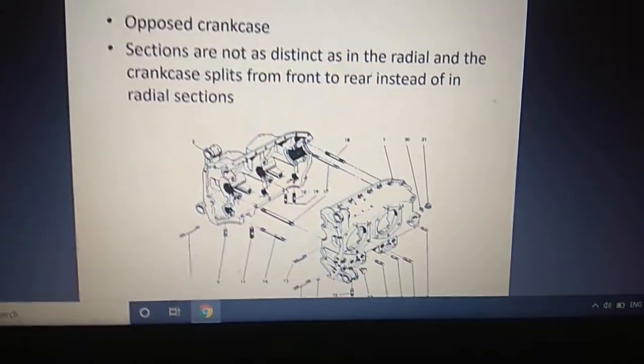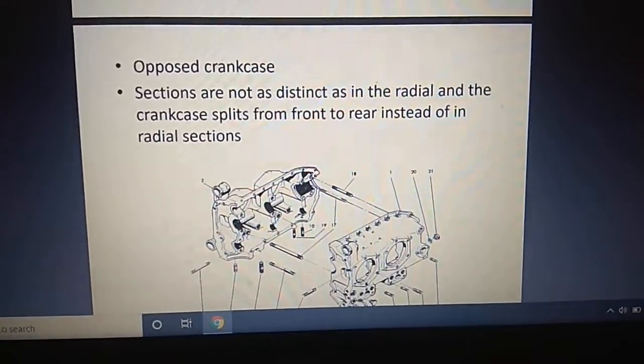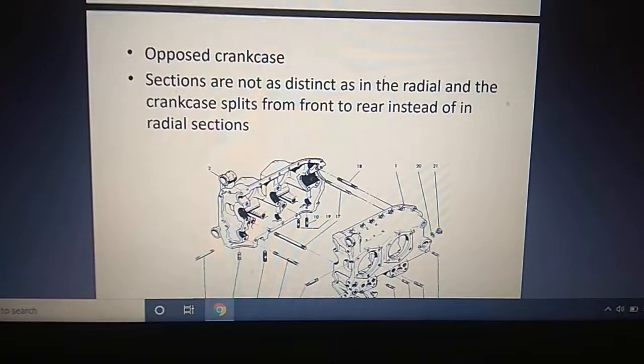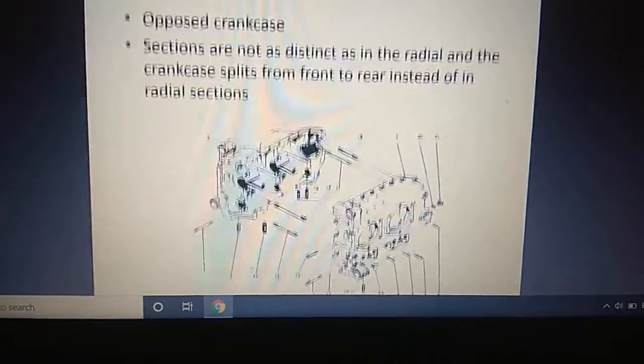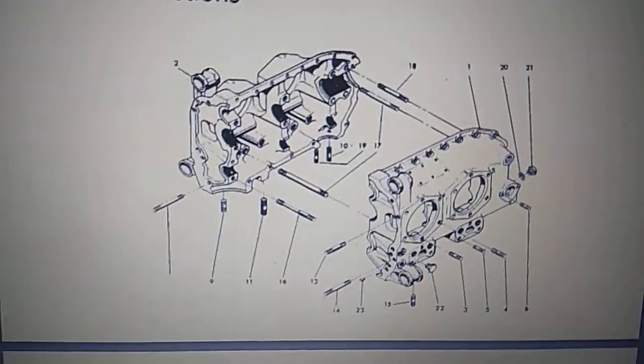Now there are other cases like opposed crankcases, where the sections are not as distinct as in the radial, and the crankcase splits from front to rear instead of in radial sections. So here you can see the opposed crankcase.